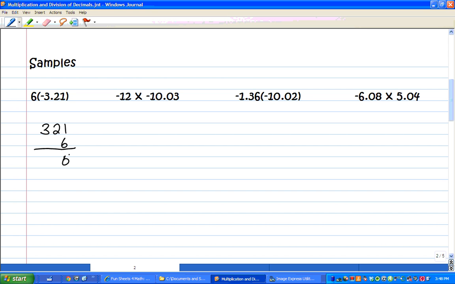6 times 1 is 6. 6 times 2 is 12. Carry the 1. 3 times 6 is 18. Plus 1 is 19. Now what you do is you go up to the factors.